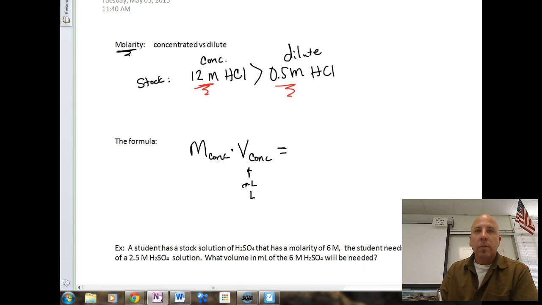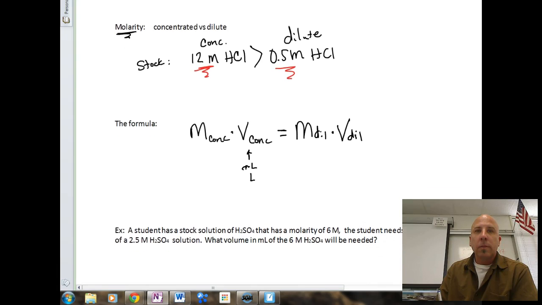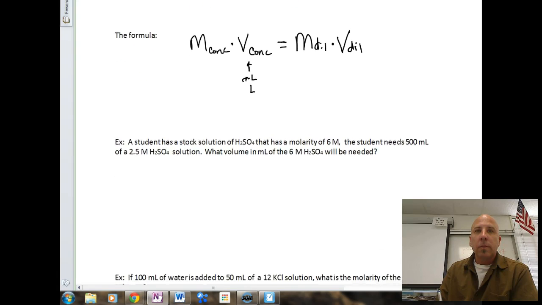We can have it at milliliters, it's okay. Now that is going to be equal to our molarity of our dilute solution, or our weaker solution, or watered down, multiplied by our volume of our dilute solution. So we can use this formula to calculate unknown values, and that's what we're going to do next here. So once again, molarity of concentrated multiplied by volume of concentrated is equal to molarity of dilute multiplied by volume of dilute, and they typically give us 3 of these 4 variables, and we just solve for the 4th.